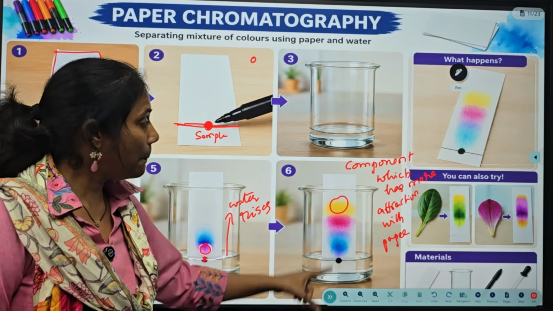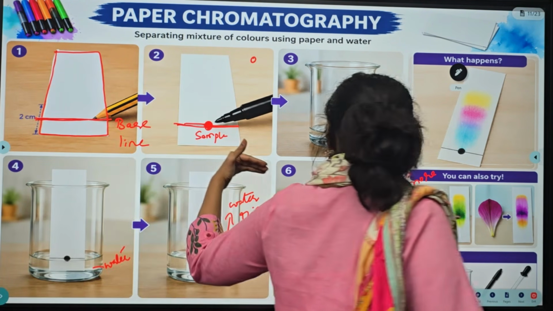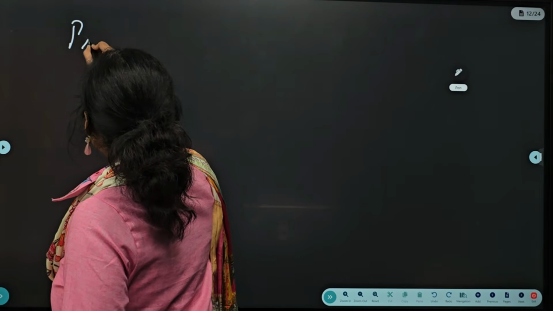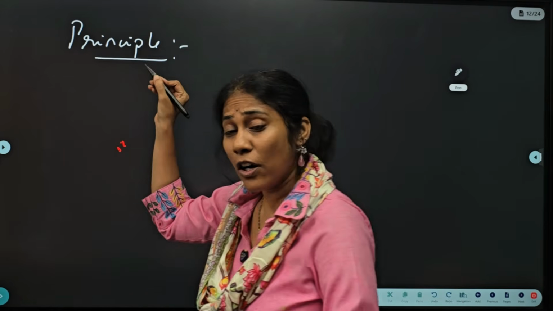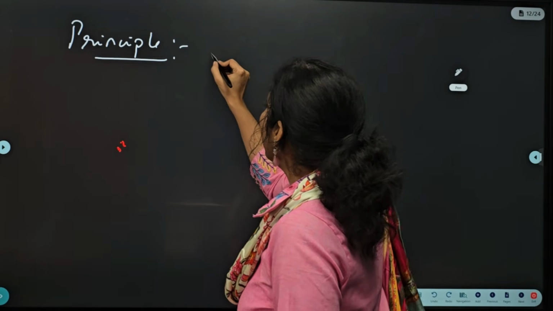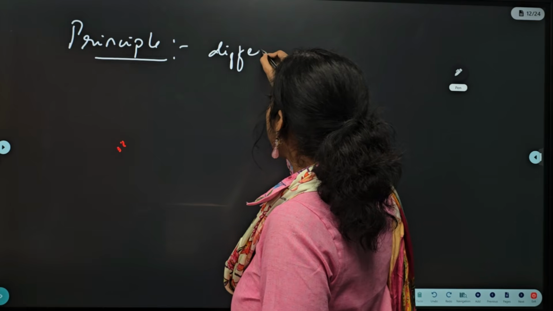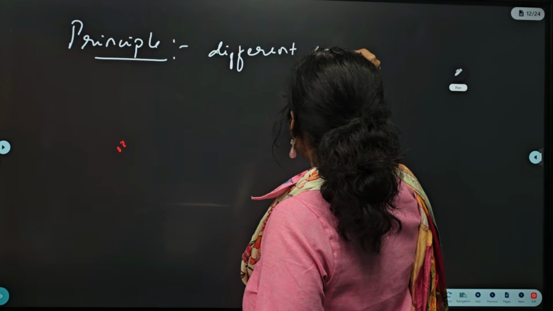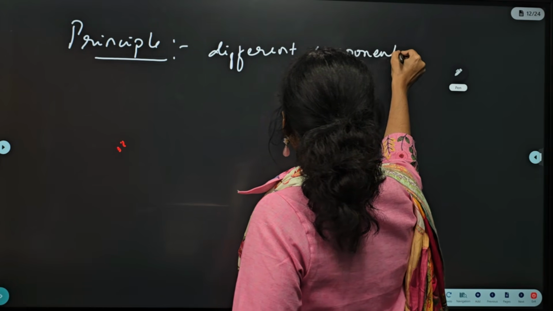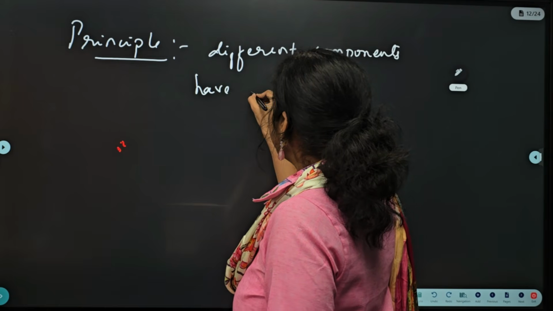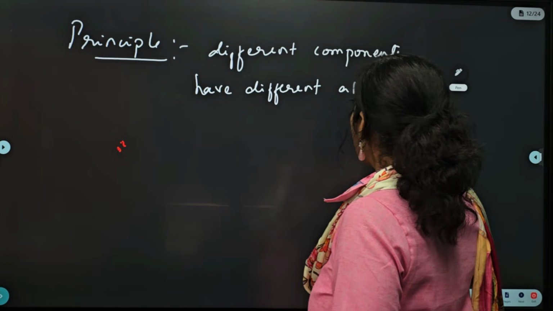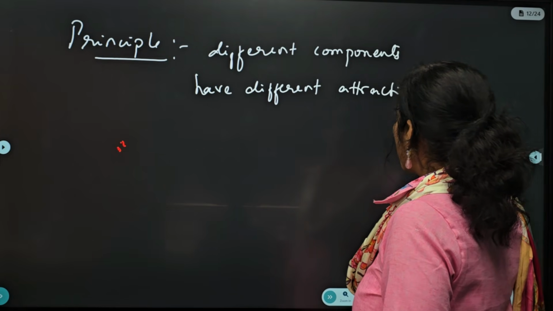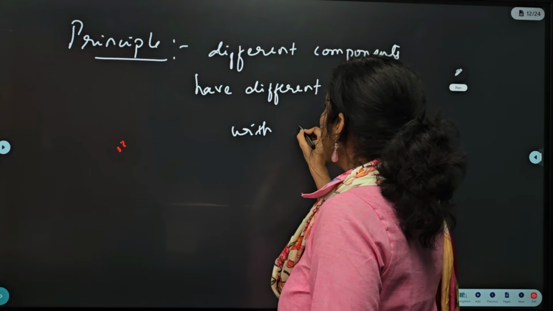Okay, and what is the principle here? On what basis are the things getting separated? It's very simple, guys. What is the logic on which the things are getting separated? Different components have different attractions with solvent or paper.